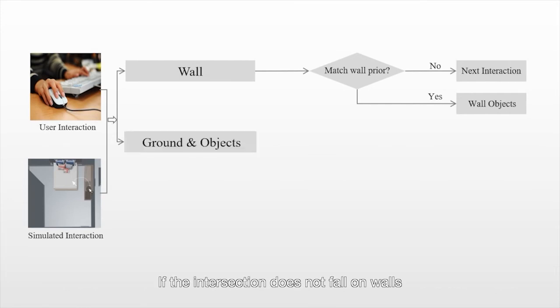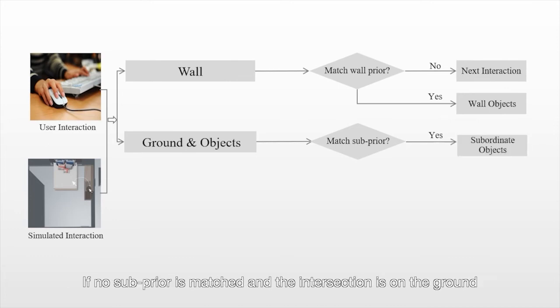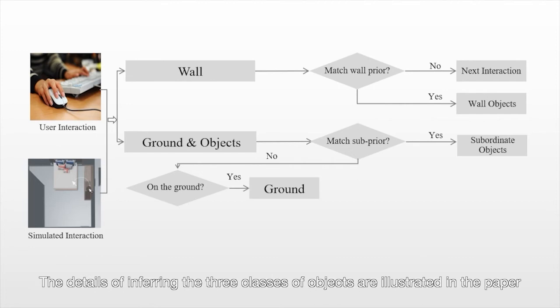If the intersection does not fall on walls, it first tries matching subpriors. If matched, a subordinate object is inserted similarly based on priors. If no subprior is matched and the intersection is on the ground, we finally try inserting demand objects. The details of inferring the 3 classes of objects are illustrated in the paper.